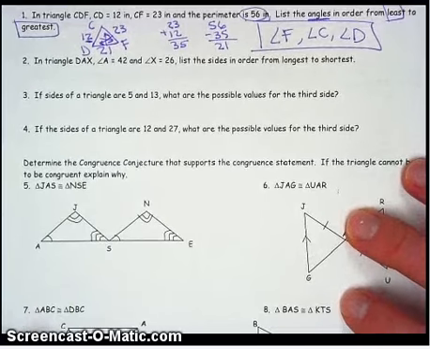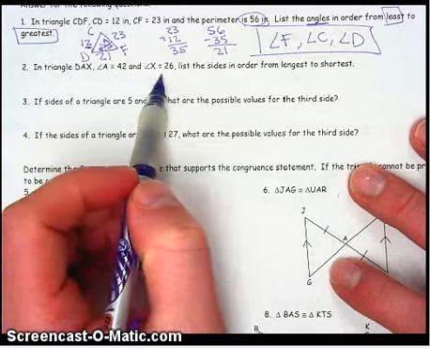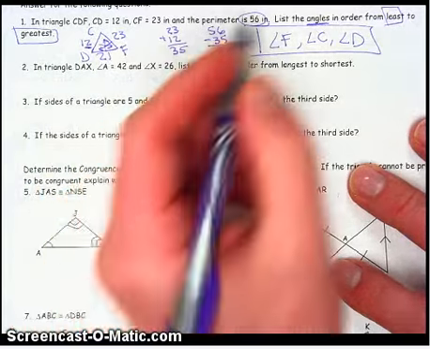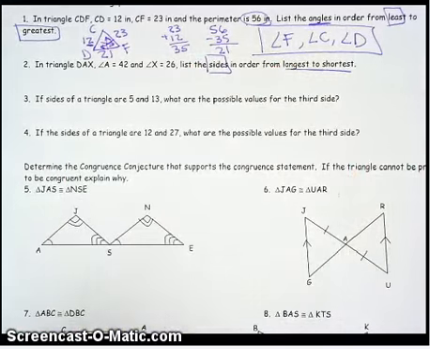Finally, next one on 2. Very similar type of question. It says in triangle DAX, angle A is that, X is that, list the sides in order. So I'm listing the sides in order from longest to shortest. Almost the exact same type of problem, but this time I'm giving you the angles and you have to go based on the side. So same type of concept.